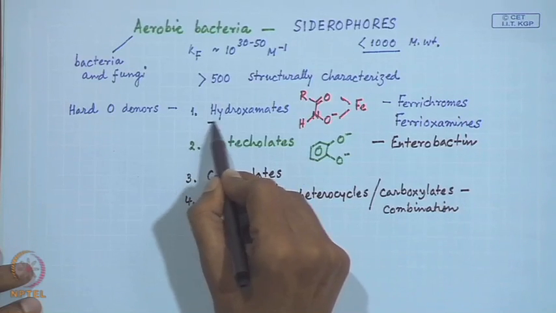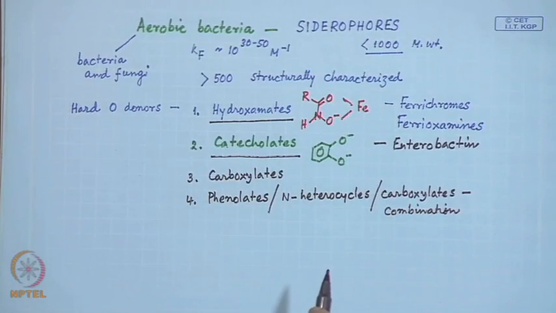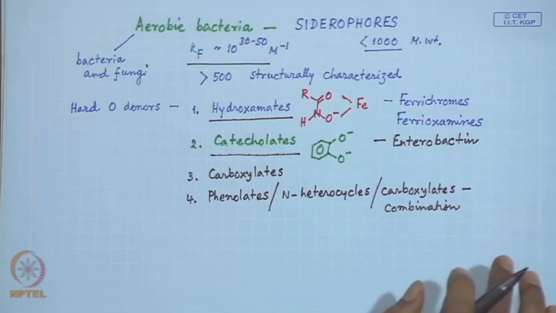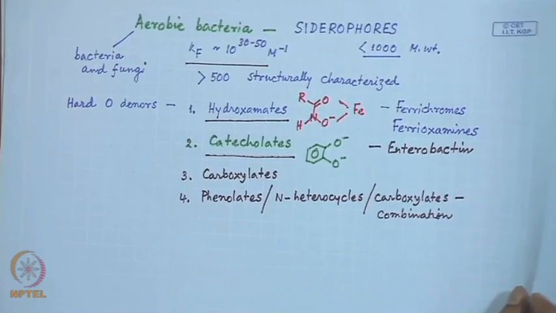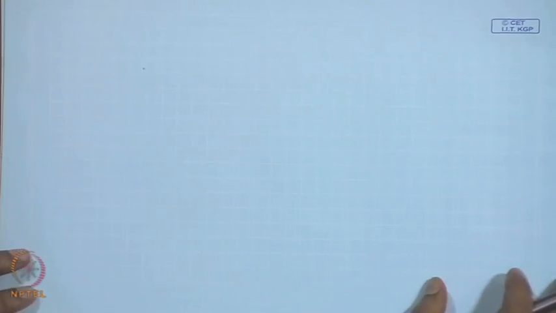In the first case, when we have hydroxamates, all three groups are available for an octahedral iron center. That means you need three such groups to bind the iron site. In the case of catecholates also, you have three such catecholate groups available for binding your iron site, and we get a corresponding octahedral iron site. That is why the corresponding formation constant is also very high. These molecules were isolated around 1952 or so, and one very important molecule is enterobactin.